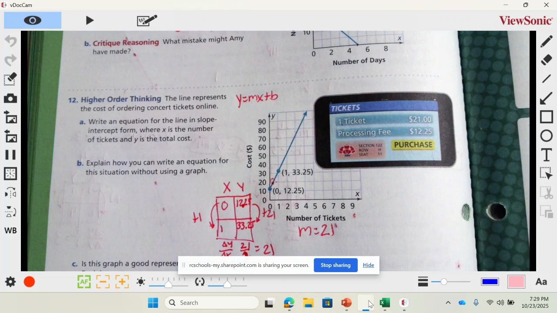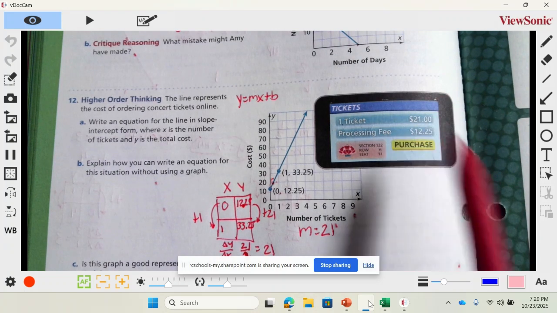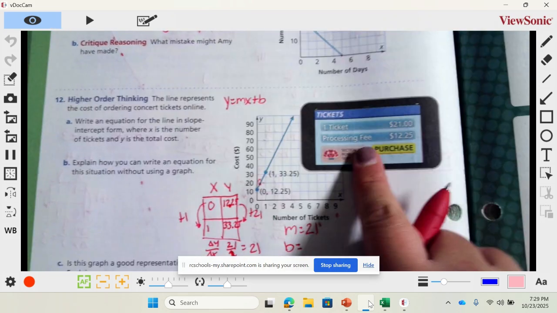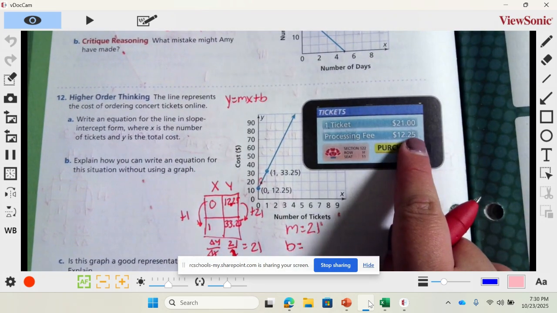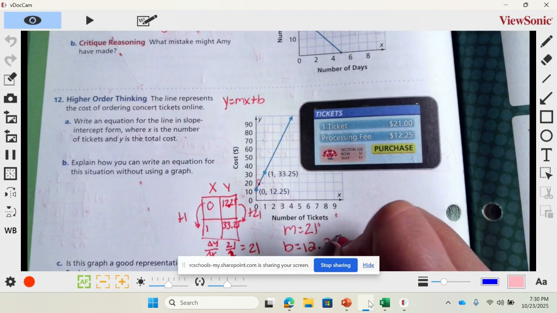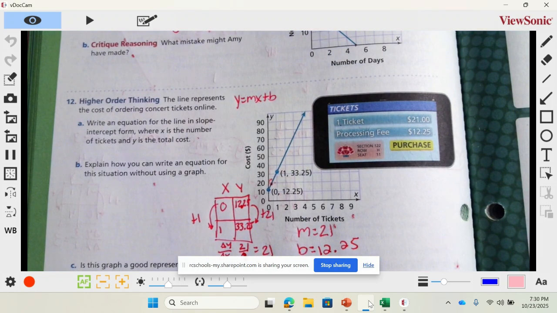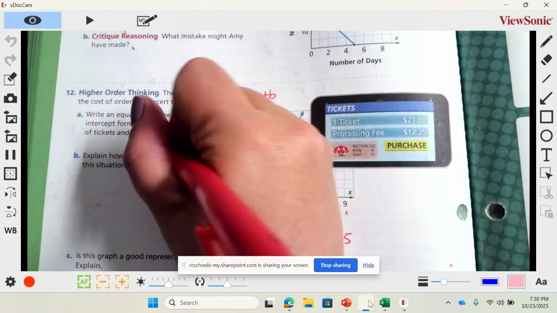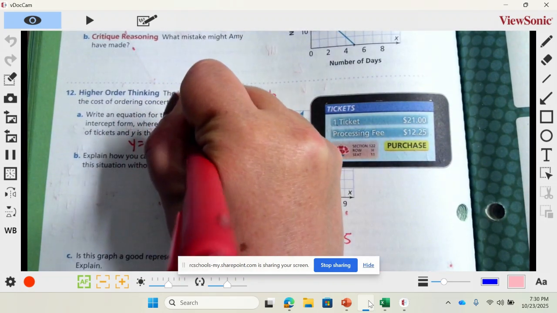I don't even need to do that if I'm paying attention to my picture clue. Then what's your b? What's your initial thing? If you want to get a ticket, no matter what, you got to pay what? $12.25. That's your initial value there. So it's y equals 21x plus $12.25.